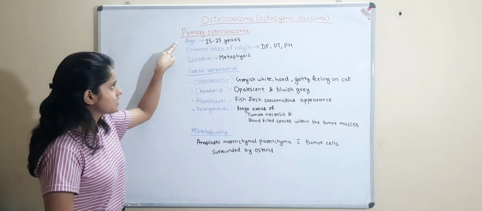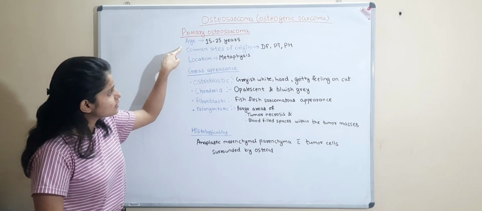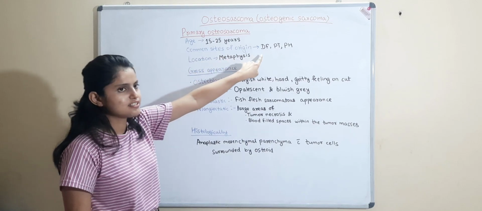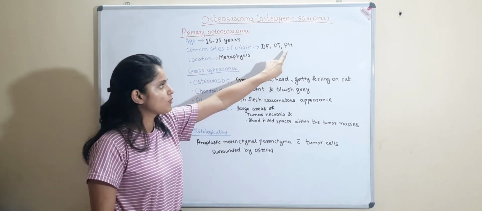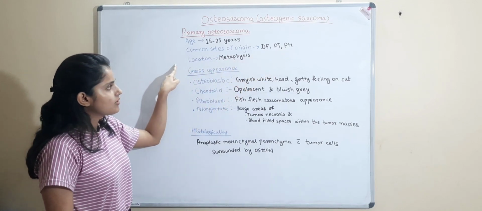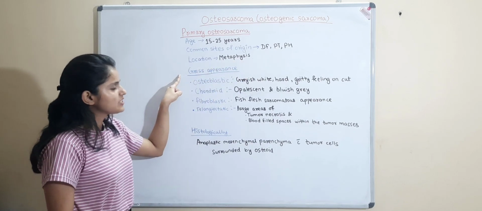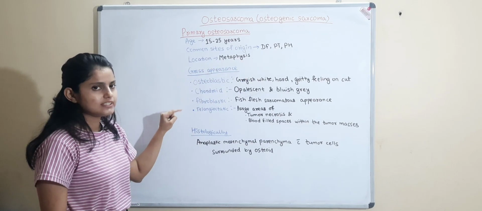On primary osteosarcoma, it occurs at the age of 15 to 25 years and the commonest sites of origin are the distal femur, proximal tibia, and proximal humerus. It most commonly occurs in the metaphysis of these bones. Gross appearance depends upon the histomorphological types.